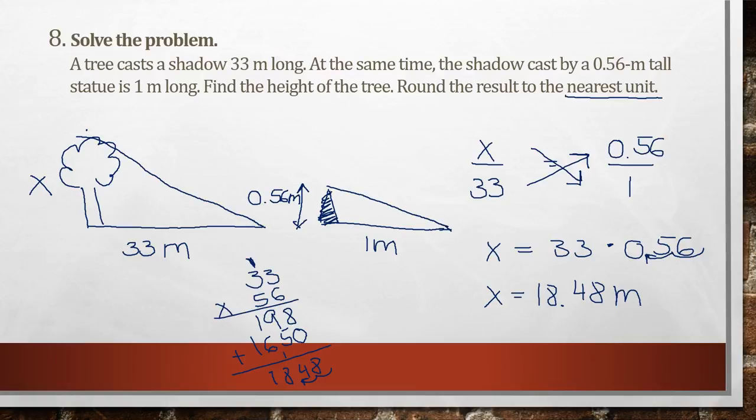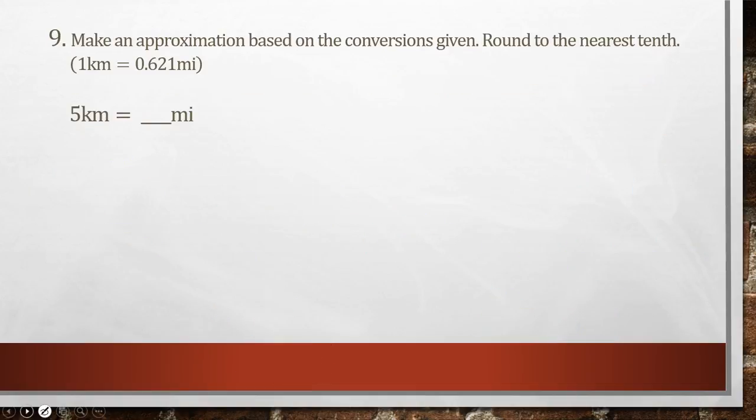So the nearest whole unit would be before the decimal. So we have to look at the 4. Whenever you have a number that is 5 and above, you round this number up, and if it's below 5, then the number just stays the same. In our case, 4 is below 5, so our number stays the same. Our final answer rounded to the nearest unit would be 18 meters. So approximately this tree is 18 meters tall. Let's go to the next question.